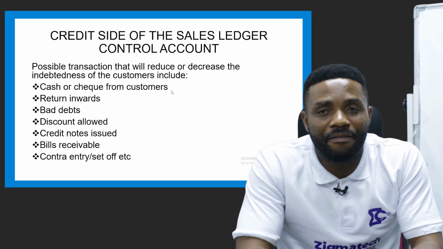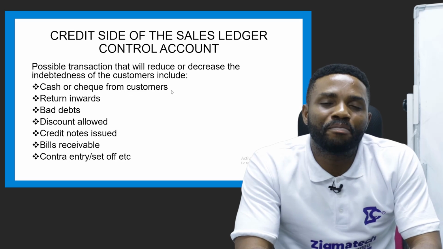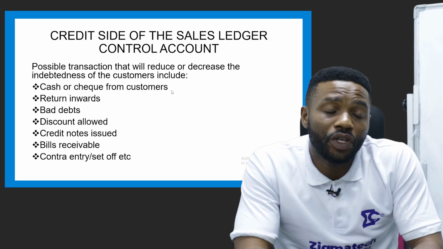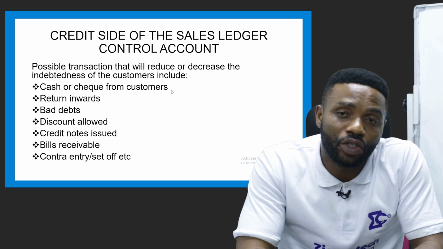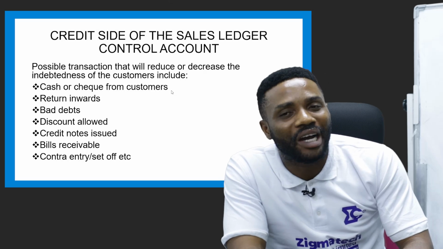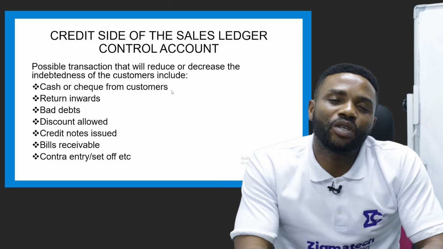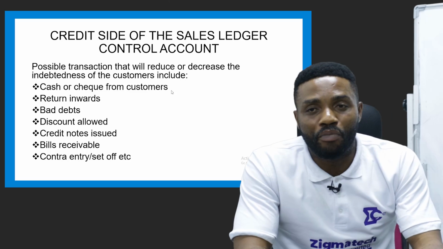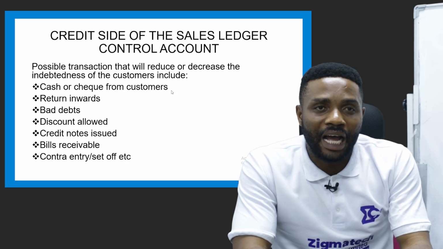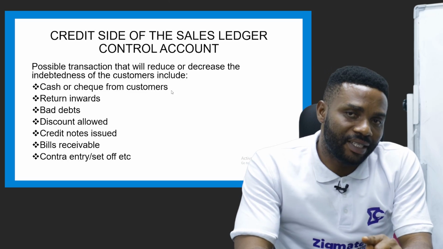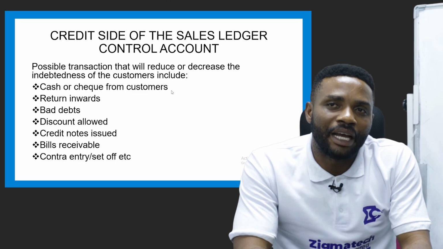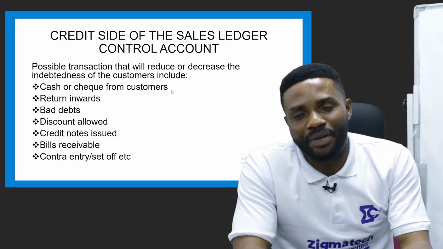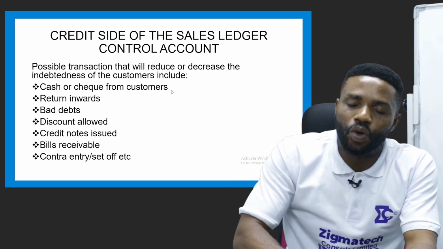But for the sake of emphasis, contra entry is simply a situation when your customers also become your creditors. Your debtors are also your creditors. So when your debtors are also your creditors, you have gone to buy on credit from somebody that is owing you. When that happens, it will cancel out. So in this case, contra entry will always be on the credit side of the debtors control account and on the debit side of the creditors control account.